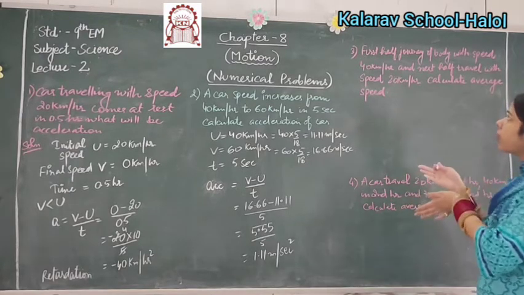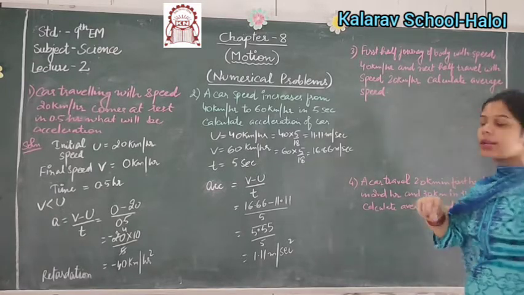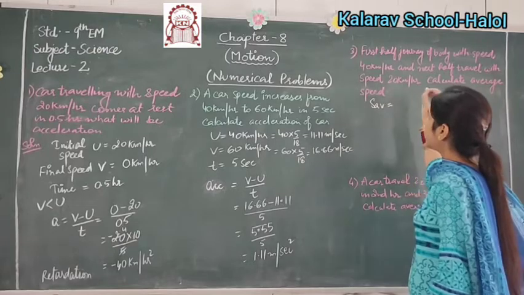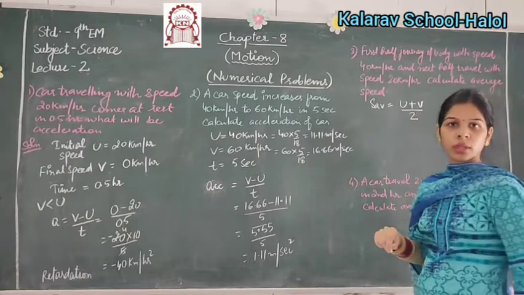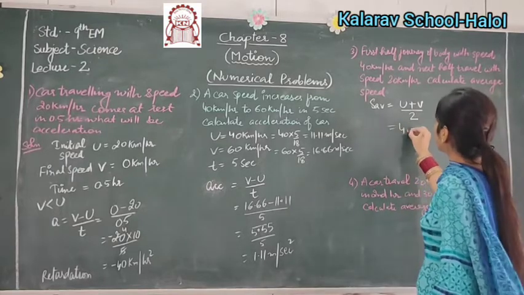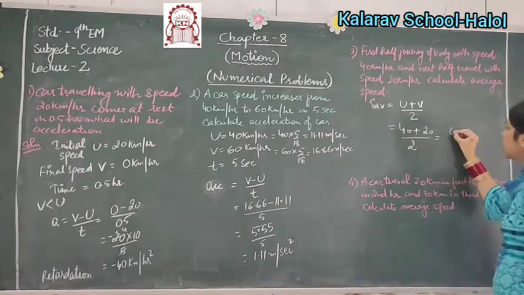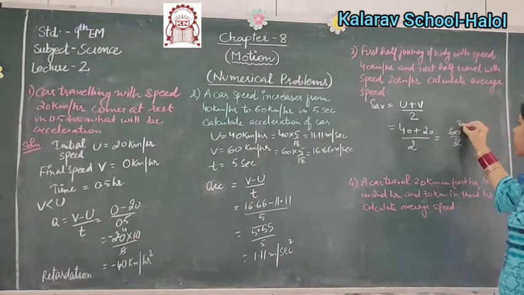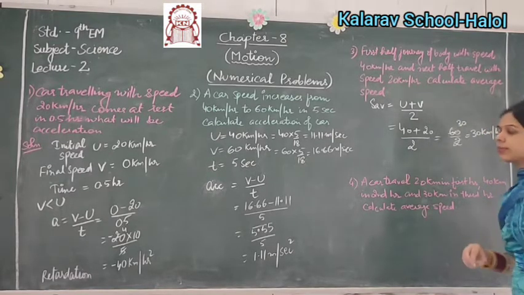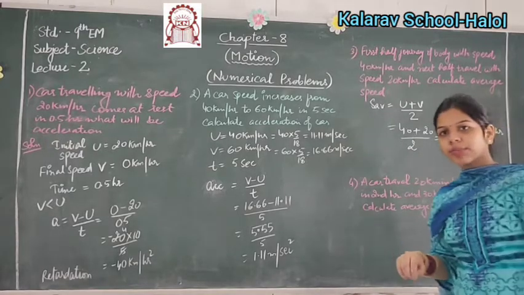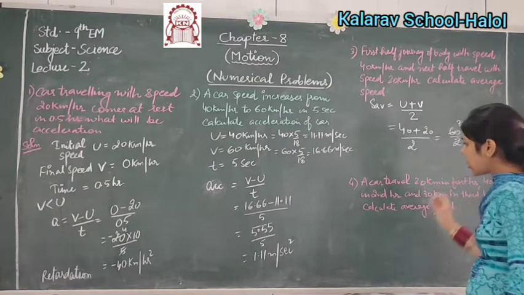Next: the first half of the journey of a body is at a speed of 40 km per hour and the next half is traveled at a speed of 20 km per hour. Calculate the average speed. So average speed is (u plus v) upon 2. What is u? 40. Next is 20, upon 2. 60 by 2, it is 30. So it is 30 kilometer per hour. Is that clear?